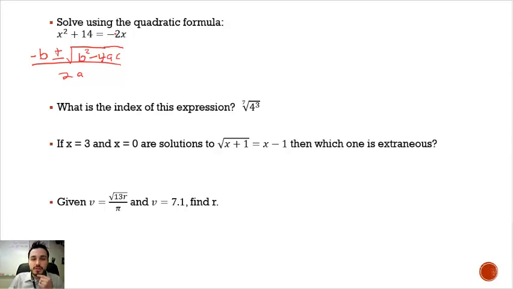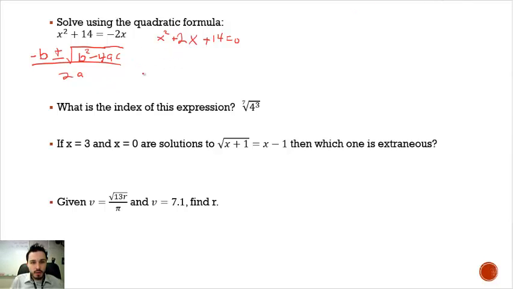So I'm going to have to move this 2x to the other side, and it needs to go in the correct order, so that's in the correct ABC order. I'm going to add the 2x over there, so it'll be a plus 2x, but it's going to be in the middle of all that stuff. So we've got x squared plus 2x plus 14 equals 0. Now that it's rearranged correctly, then it can be solved. My a is 1, my b is 2, and my c is 14.